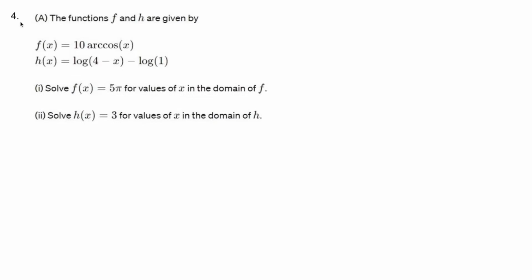So here we go. Part 4, question 4, part A gives us f of x and h of x, and they're both gross looking. Actually, f of x is the only one that's gross looking. The functions f and h are given by f of x equals tan arc cos, which, by the way, I hate that. I'm going to rewrite it. Inverse cosine, 10 inverse cosine of x. Sorry, AP, I don't follow your rules. And then there's h of x, a bunch of logs. Solve f of x equals 5 pi for values of x in the domain of f.